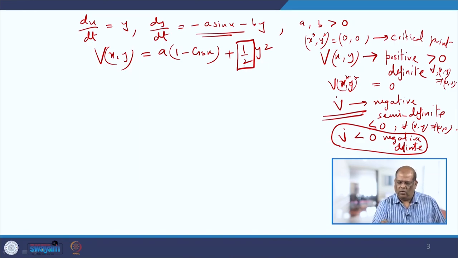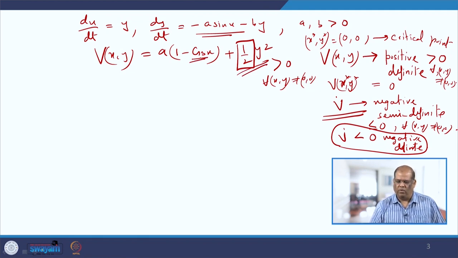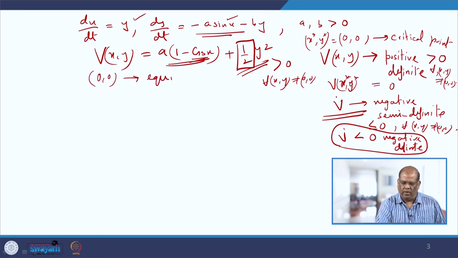So this is greater than 0 for all (x, y) not equal to (0, 0). This is obviously true because it contains a square and we know that the value of cosine lies between minus 1 to plus 1. So this value is positive also for x and y not equal to (0, 0). a and b are positive constants and hence this is greater than 0. Now if I put x equal to 0 and y equal to 0, I see that the right hand side has been satisfied. So (0, 0) is my equilibrium point.